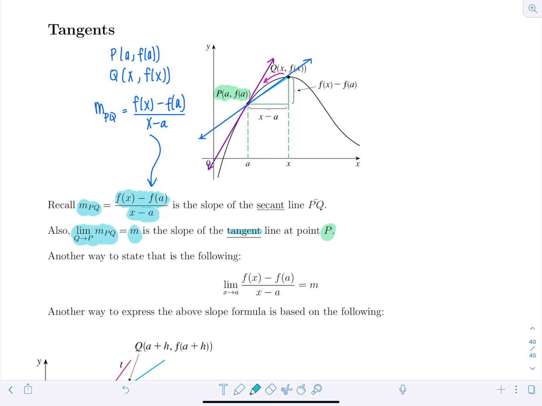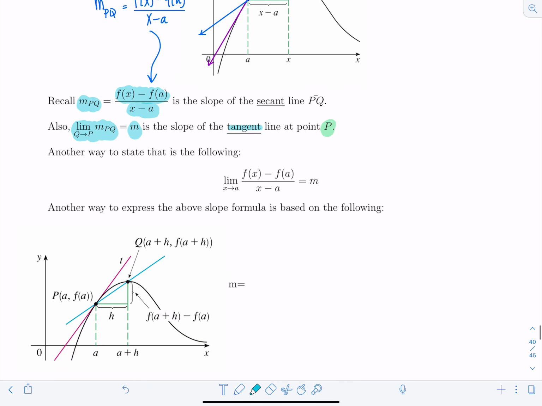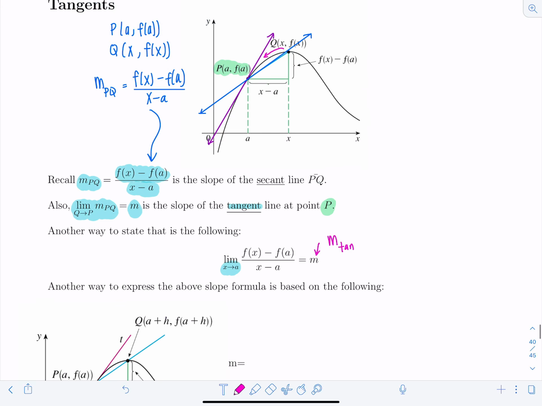And another way to state this is the following, now that we know limit notation. If we take the point Q and approach the point P, that's the same as saying x approaches a. So the limit as x approaches a of f of x minus f of a divided by x minus a is equal to m. This m is m tangent. All right. Good. So again, the idea is x approaches a, and the slope of the secant line approaches the slope of the tangent line.